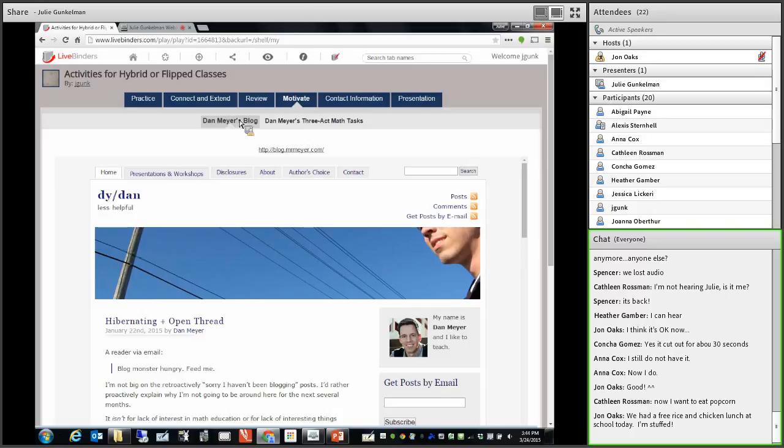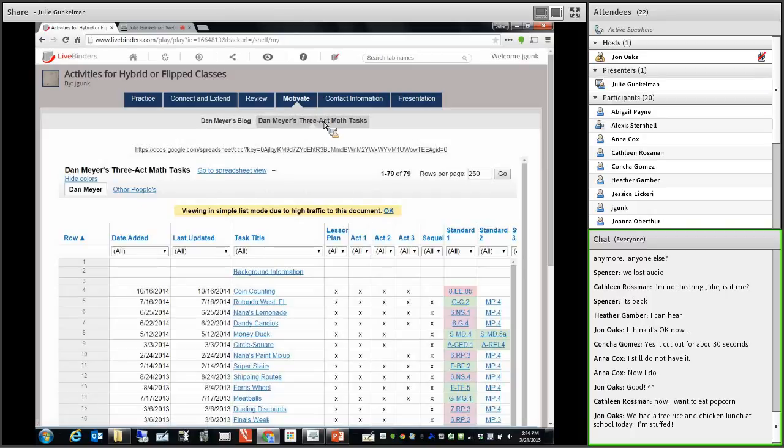I linked right to his blog so that you can read what's going on with Dan. And then this is the most cool thing ever. I wonder how many people are on here. This is a Google Doc that has a list of all of Dan's activities, and mine's not showing because my window's too small. But usually, every time I click on this, there are 20, 30 people all looking at this document at the same time. It's pretty cool.